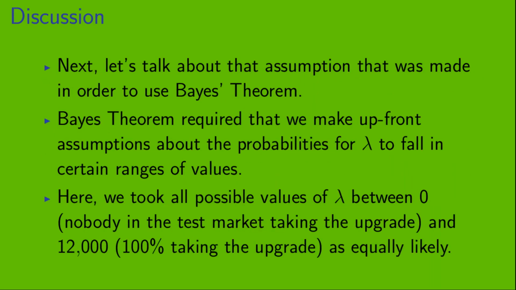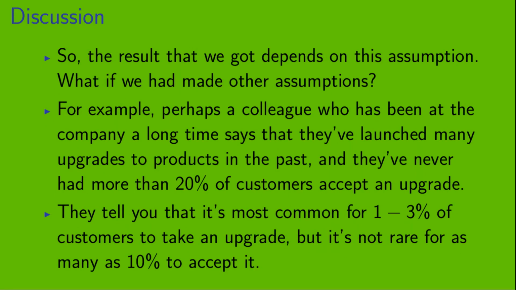Okay, next, let's talk about that assumption that was made in order to use Bayes' theorem. Bayes' theorem required that we make upfront assumptions about the probabilities for lambda to fall in certain ranges of values. Here we took all possible values of lambda between 0, which corresponded to nobody in the test market taking the upgrade, and 12,000, which corresponded to 100% of people in the test market taking the upgrade, as equally likely. So the result that we got depends on this assumption. What if we had made other assumptions?